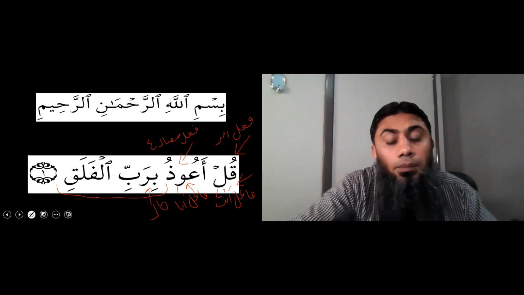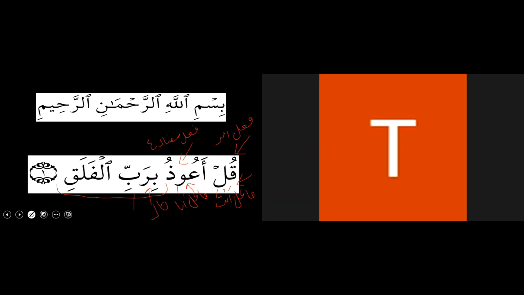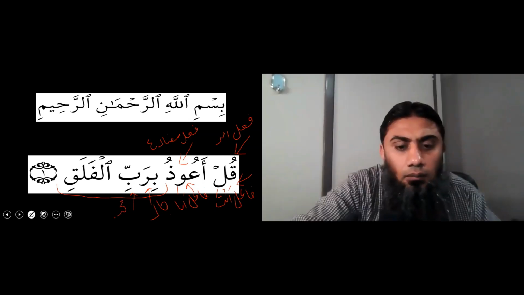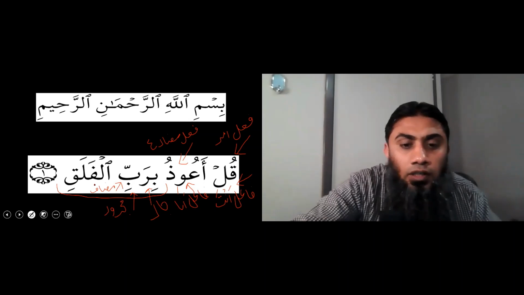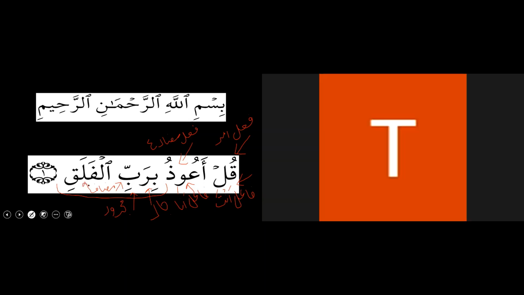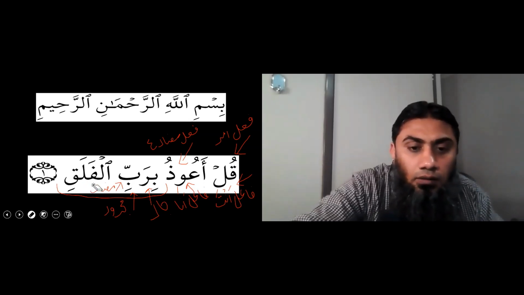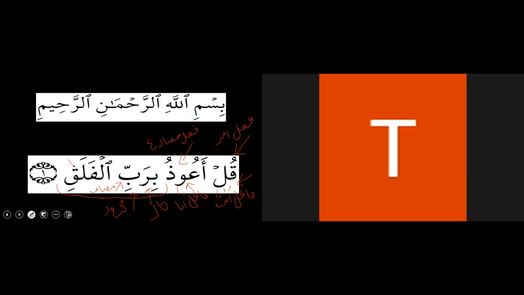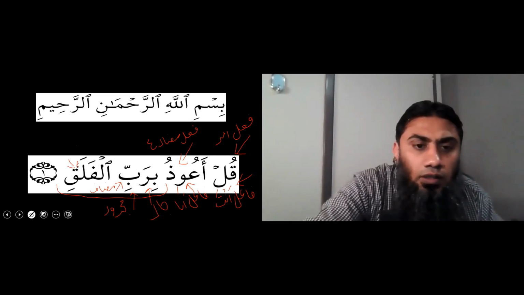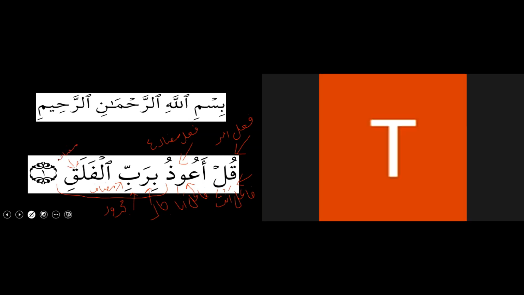Because Rabbi and Falaqi are together, you can still say that Rabbi is the majroor part, but at the same time you know that Rabbi is playing another role, which is the role of mudaf as well. I put it here so you should not be confused. Rabbi is playing the role of mudaf, and this Al-Falaqi is playing the role of mudaf ilayh.